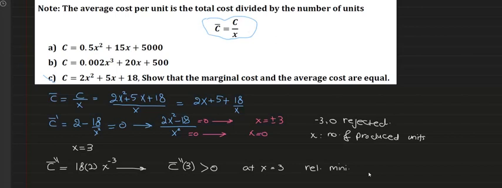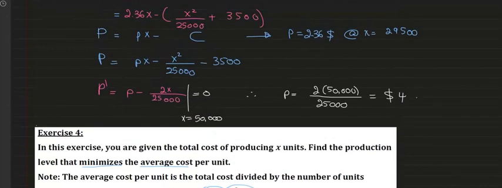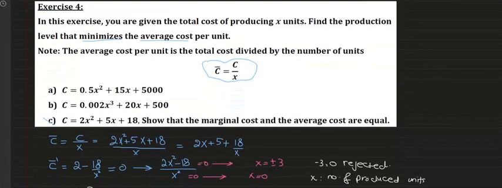If we needed to get the production level, the requirement was to find the production level where it minimized the average cost. So now we know that it's at x equal 3, right?